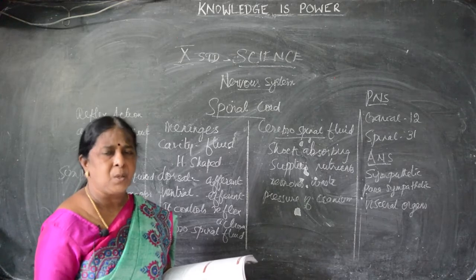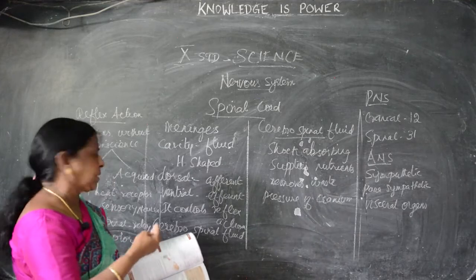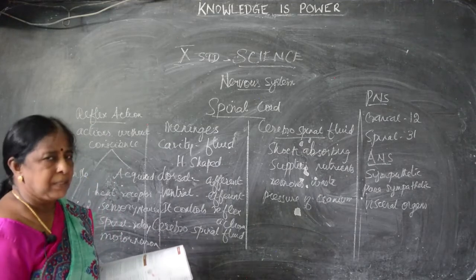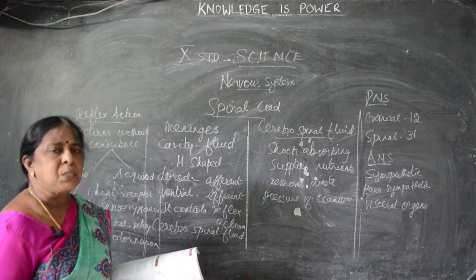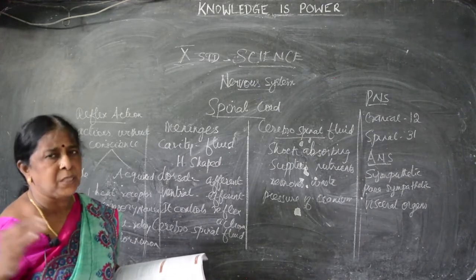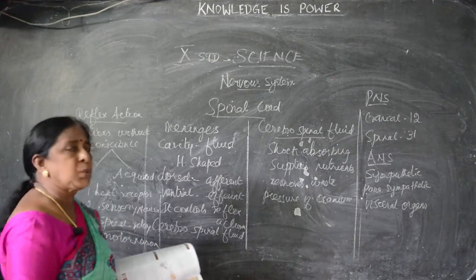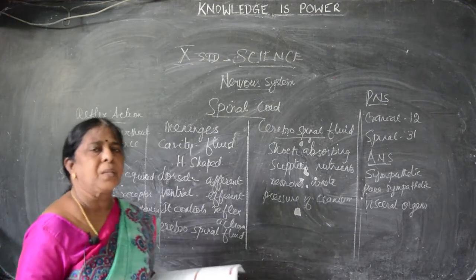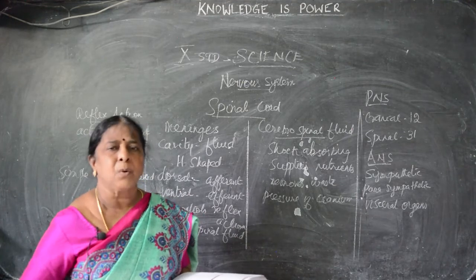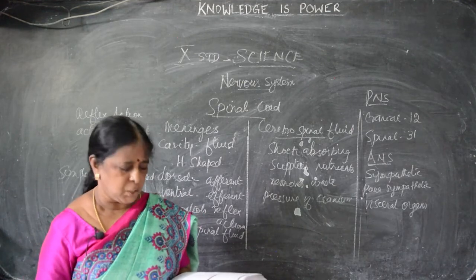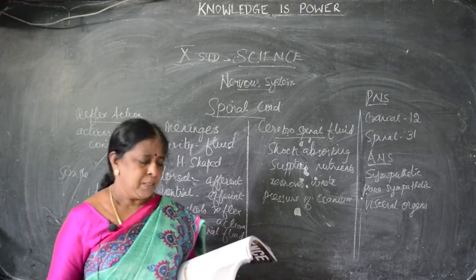For example, when you touch a hot plate, immediately you take your hand away. That is because of the heat. The heat receptor takes the message to the sensory neuron. From the sensory neuron, it goes to the spinal cord. The spinal cord sends the message to the relay center. From the relay center, it goes to the motor neuron. From the motor neuron, the order immediately comes to the muscle, and we take our hand away from the hot plate. These are the stages.